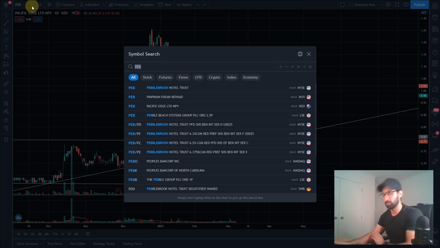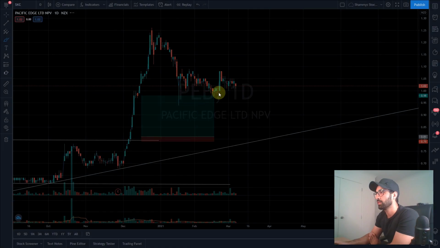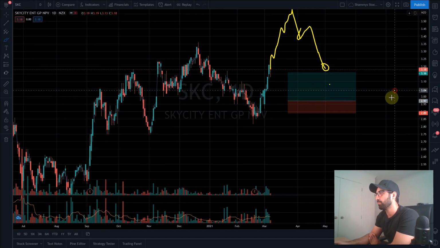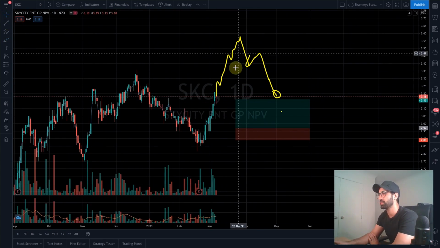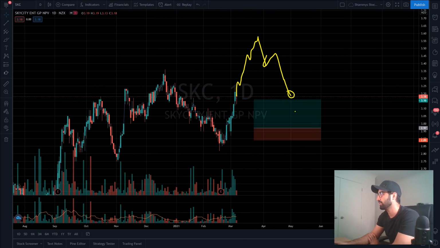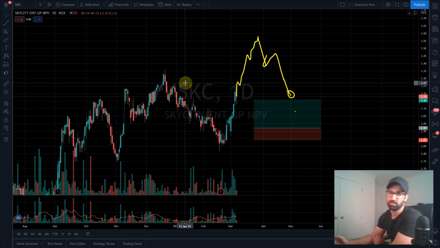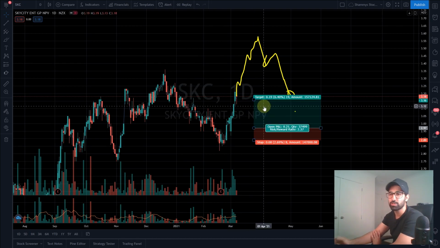So going back to Skycity, another thing with this trade is that the chances of it moving 20, 30, 40% are very unlikely, simply because of the market cap. Skycity has a market cap of around $2.46 billion. So Skycity is quite a large company. Anything over $1 billion is basically considered a large cap stock. Large cap stocks don't move as much. They can still move 6%, but it's very unlikely that they can move 20, 30, 40% in a short period of time.